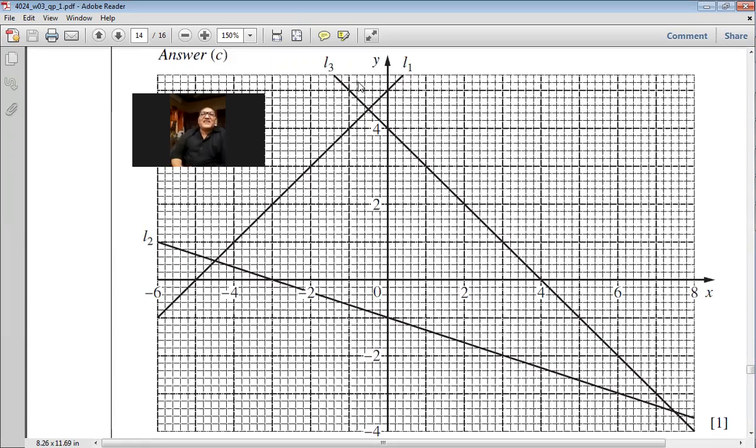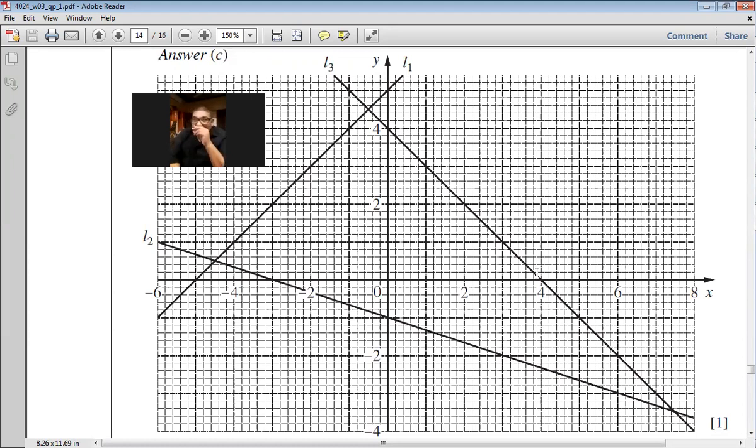The methodology is very simple. I will take 2 points on that line, very easy points, and I will find out the equation. So let me take this point. This point is 0, 4. And let's take this point. This point is 4, 0.